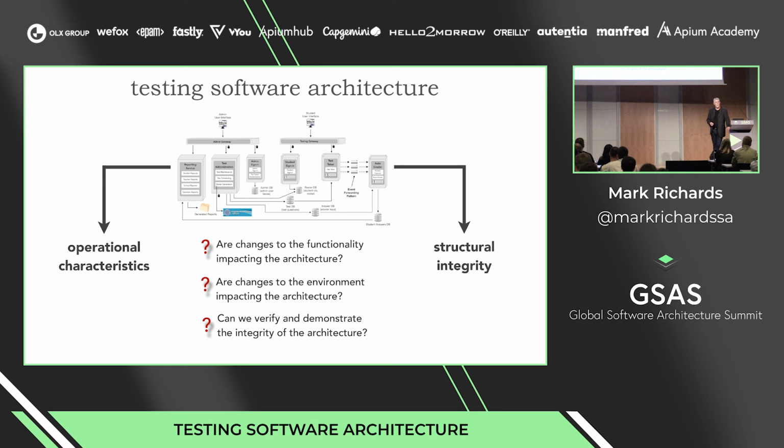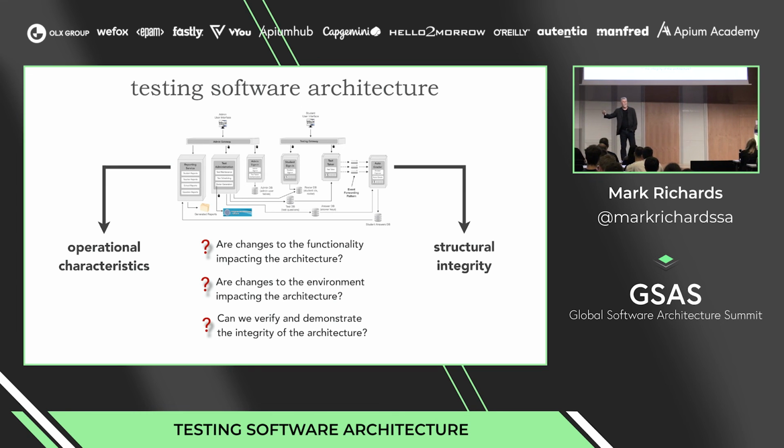First of all, testing the architecture is as important as testing the functionality. Number two, we can test through operational characteristics. We can also do entirely different tests based on the structural integrity of our systems.